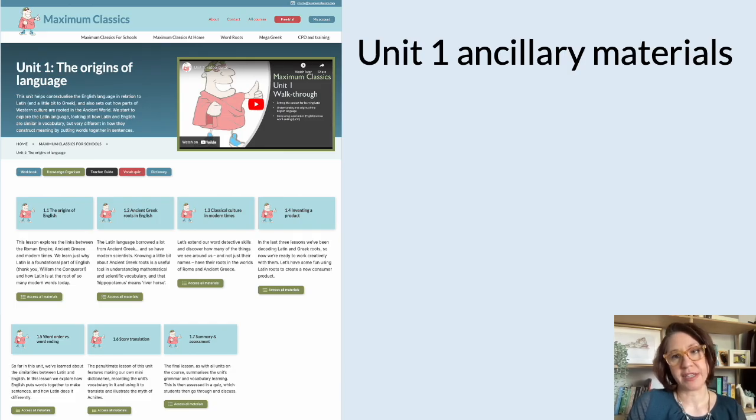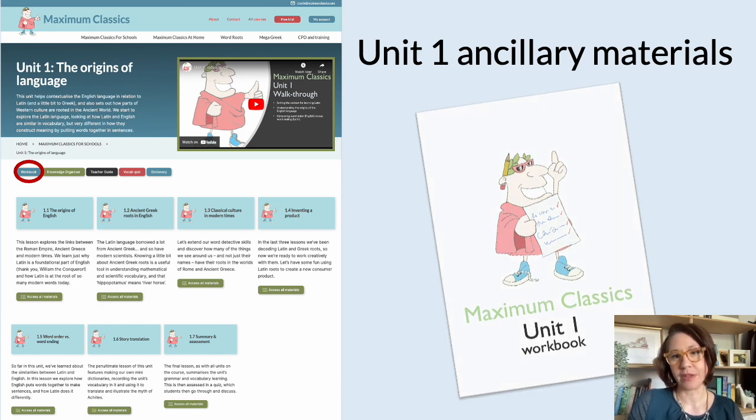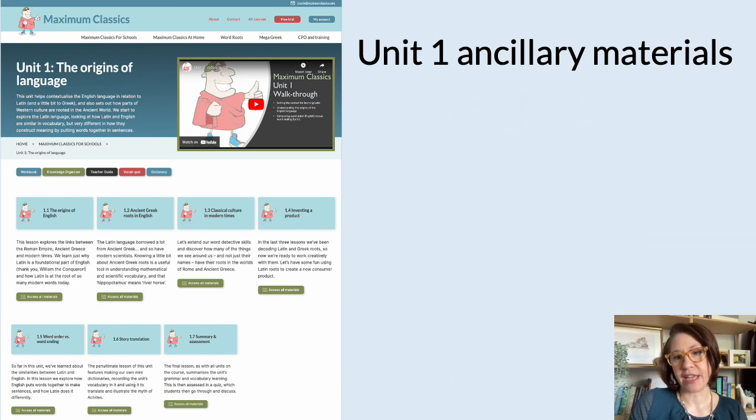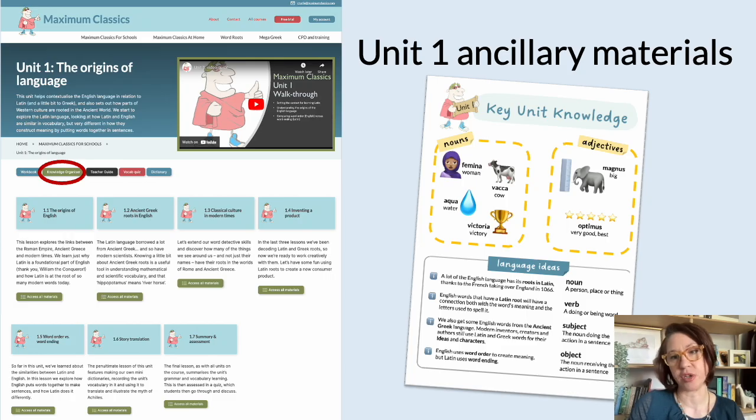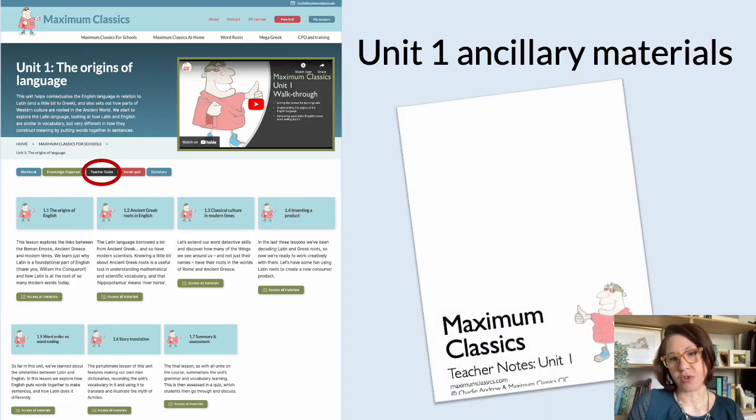Let's have a look first at the ancillary materials, which you will always find at the top of each unit page. The student workbook is a collation of all of the student exercises in the unit, so you only have to do one photocopier run. The knowledge organizer is a useful one-pager that summarises the core vocabulary, grammar and terms for each unit. Finally, the teacher guide gives a slide-by-slide commentary on the lesson slide decks. It's useful to keep the teacher guide to hand when you're teaching the lessons, especially if you're doing so for the first time.